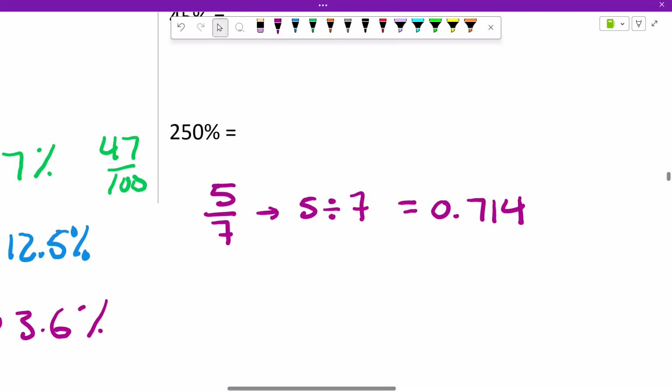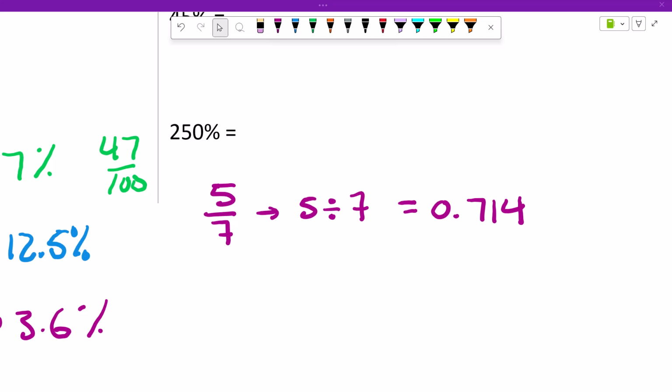Okay, try that with your calculator. Because some of your calculators may just give you an answer as a fraction, not as a decimal. So, this is our decimal. I want to convert that now to a percentage. What percentage would 0.714 be?